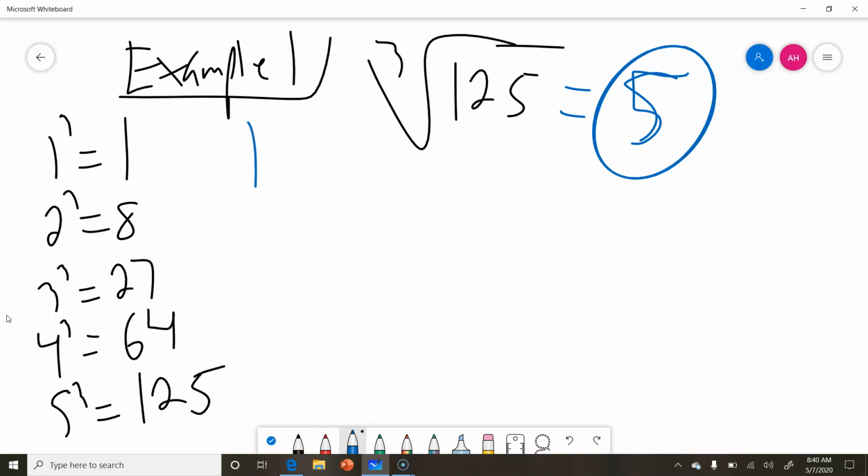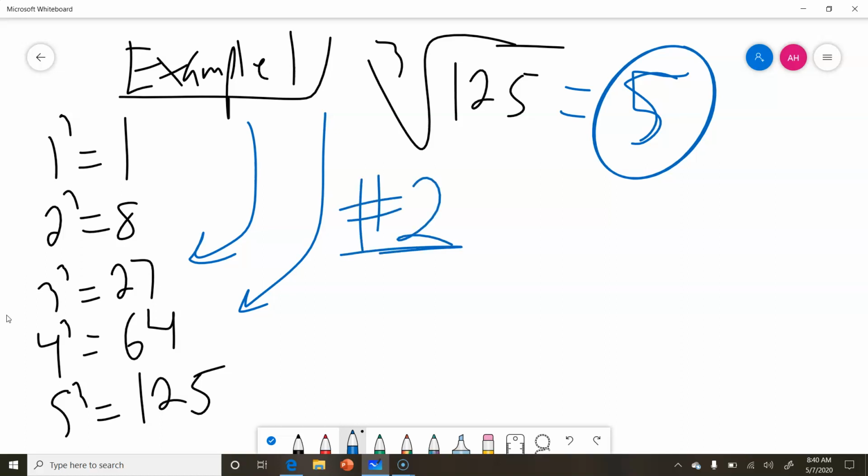This kind of list over here, you're going to want to make. It's actually one of the homework problems, number 2. So I'm just going to write that out. I would do that as you start, okay?